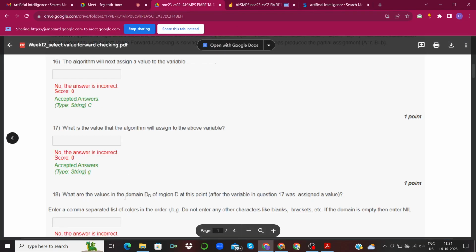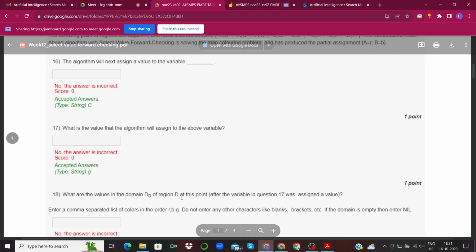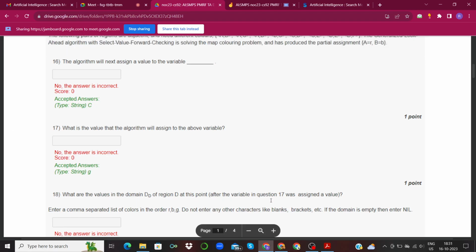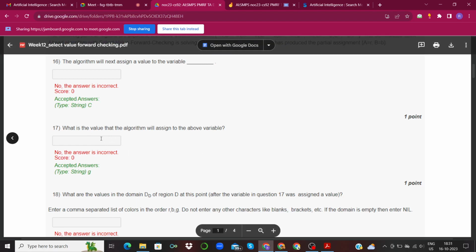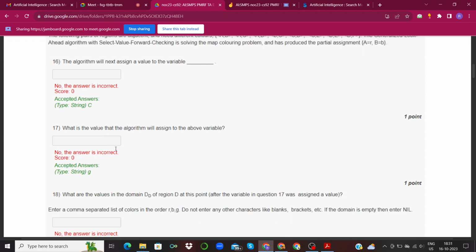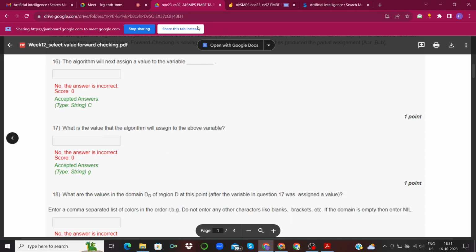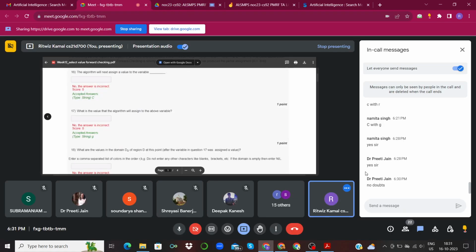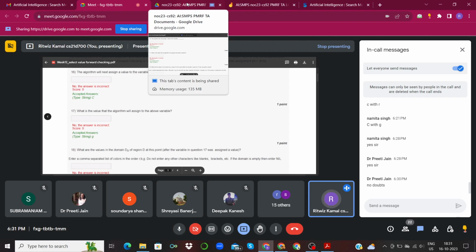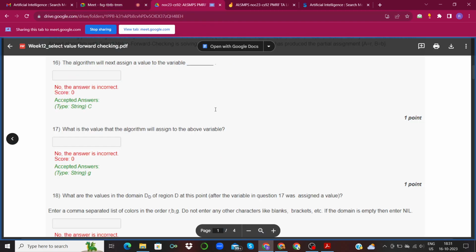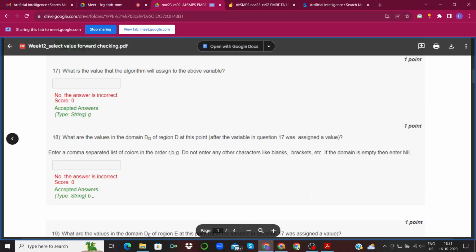Then what are the values in the domain D of the region D at this point after the variable in question 17 was assigned a value? So this is basically question 17, where C is assigned a particular value. We just have to look at the corresponding state of the map coloring graph at that point and find the corresponding solution, and we'll see that that will be B.